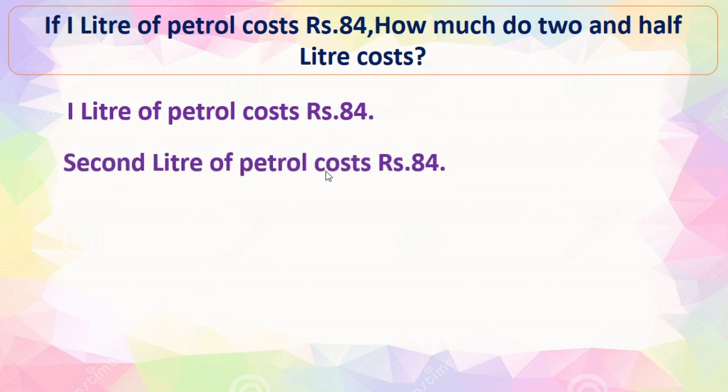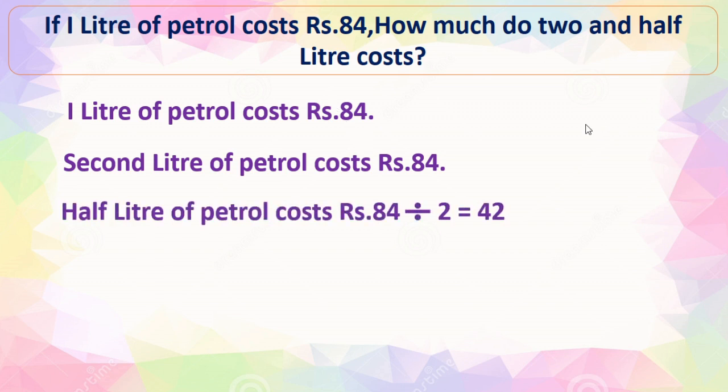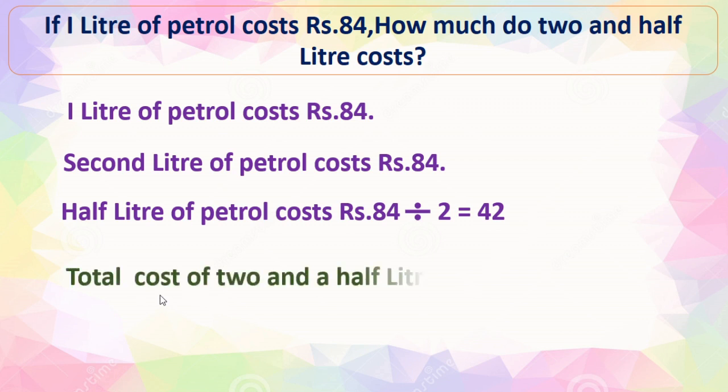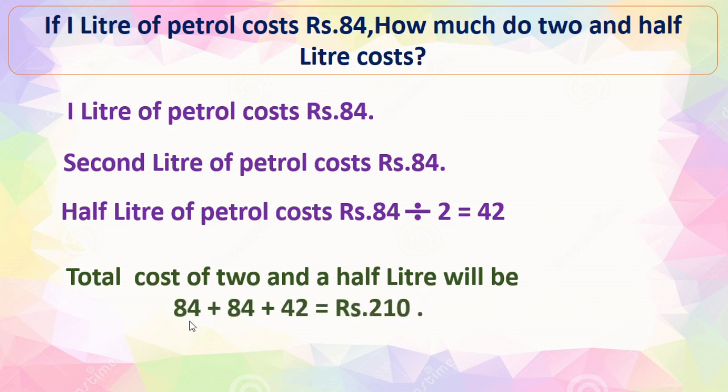Second liter of petrol costs rupees 84. Okay, 2 liters it became. Now we need the cost of half liter. That is nothing but half of 84, that is 42. Yes, if we add these three answers, then we will get the total cost of 2.5 liters. Right? That is 84 plus 84 plus 42. That is nothing but rupees 210. Got this?